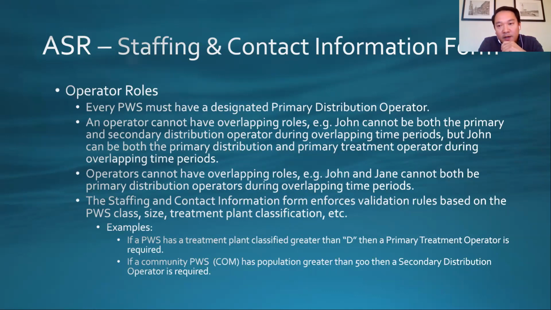So there are other validation rules as well, based on the PWS class, the size, and the treatment plant classification. For example, if a PWS has a treatment plant classified greater than D, which is, I believe, disinfection, then a primary treatment operator is required for the public water system. So those types of validations are built into the form.